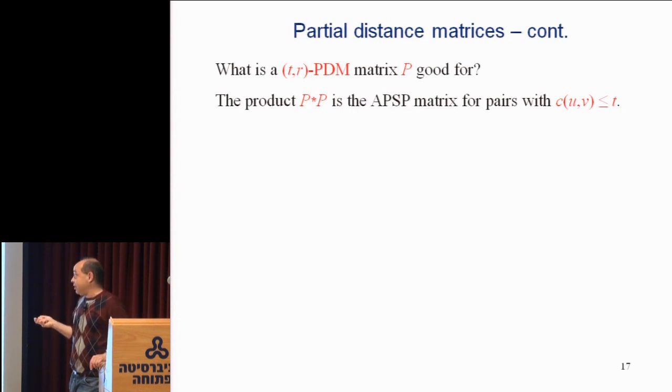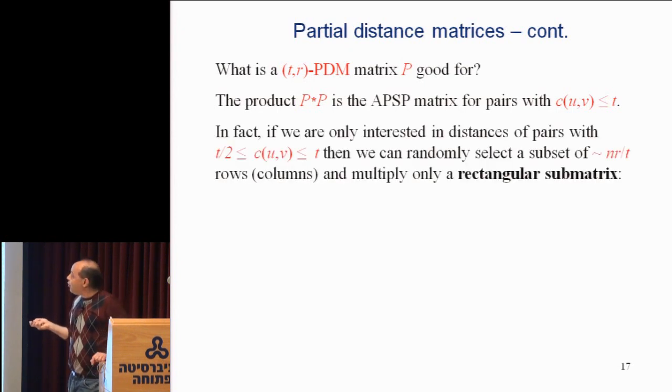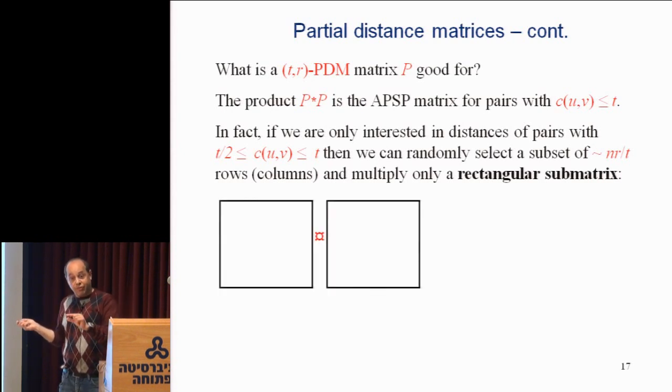But as we said, this is costly to do. And here comes the second requirement. If we know that this CUV is smaller than T, but say at least T over 2, if we bound the range where CUV is, then the fact that there are many witnesses tells me that I don't have to multiply the matrix with itself. I can choose a subset of columns on the right-hand side of P, and a subset of rows on the left-hand side, and already have a witness in this subset.